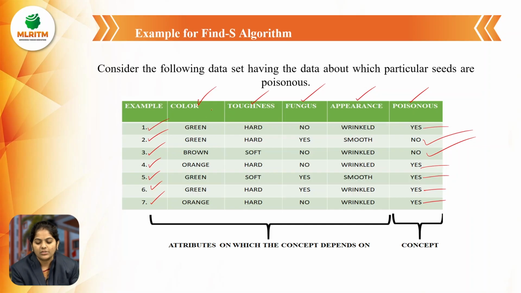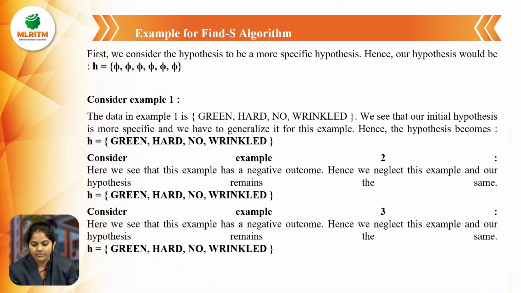Each example comes with attribute values, as we discussed earlier. In the first example, the color of the seed is green, the toughness is hard, the fungus is no, the appearance is wrinkled, and it is poisonous. So these are the attribute values for example 1. Next we'll see the example. Initially we take the initial hypothesis as the all-null hypothesis, and we consider the first example first. So this is example one: green, hard, no, wrinkled. We have taken 4 attributes here.